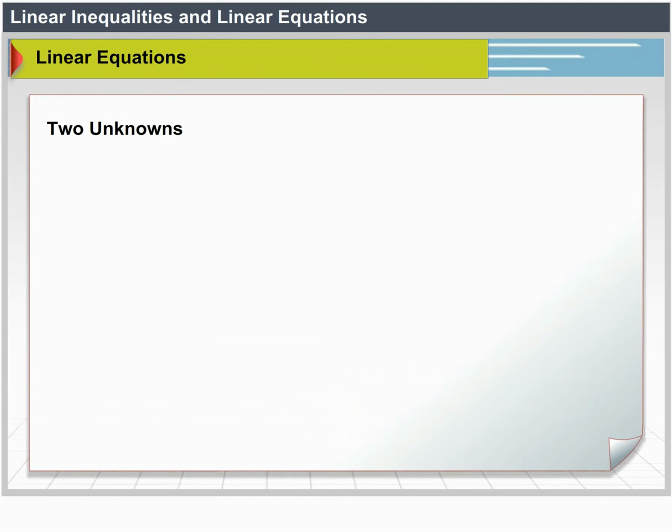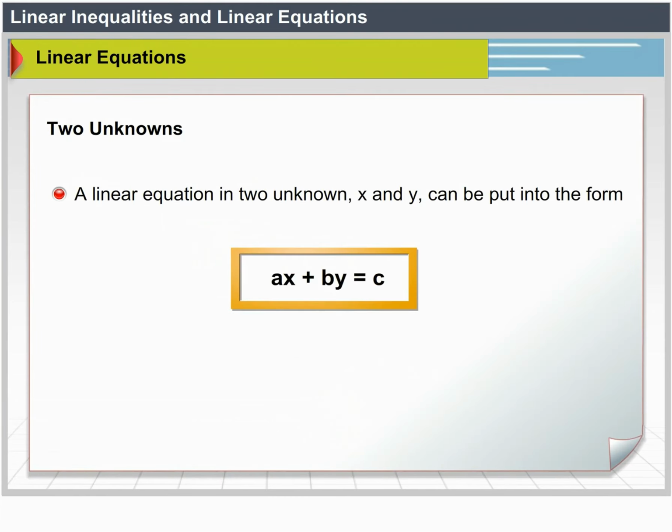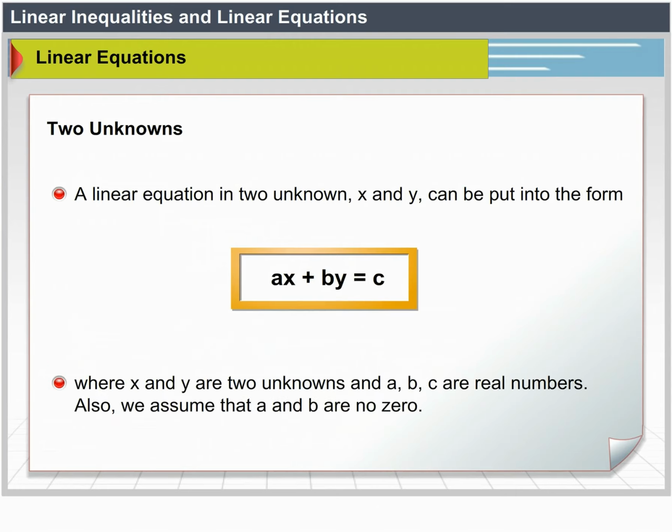Two unknowns. A linear equation in two unknowns x and y can be put into the form ax plus by equal to c, where x and y are the two unknowns and a, b, c are real numbers. Also, we assume that a and b are non-zero.